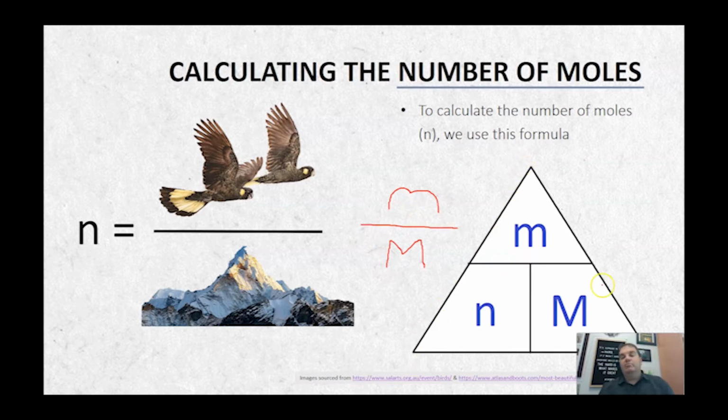This triangle here is really good and important, because this allows you to work out either number of moles or mass using the formula. If you're looking at number of moles, number of moles is mass divided by molar mass. If you're calculating mass, it's number of moles times molar mass, because they're next to each other. So this triangle is really useful.